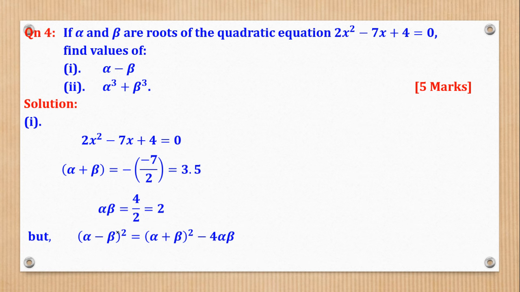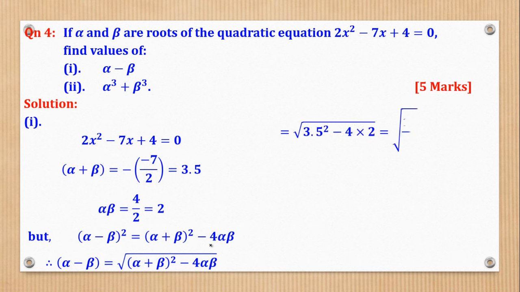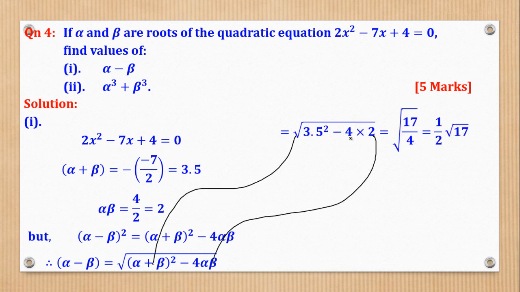Therefore, they want alpha minus beta. So what I'm going to do, I'm going to first expand it. Expanding this gives you this. I think by now you're aware of that identity. Therefore, since there is no power, you have to put a square root. So I can now substitute: sum of roots is this, product of roots is that, and this 4 is here. So I'll come up with this, and that will be the answer.